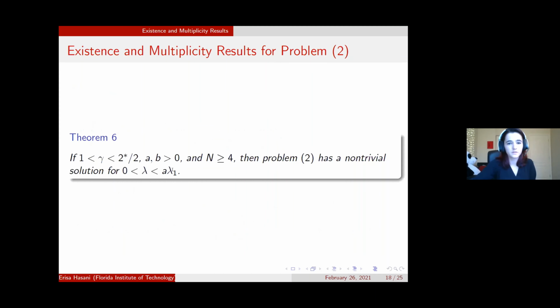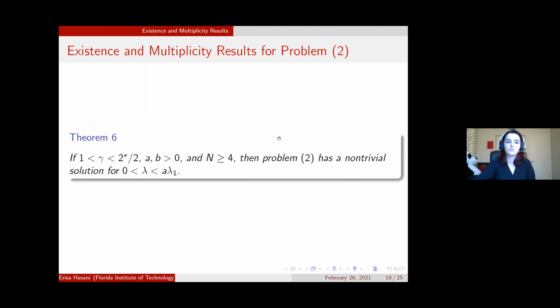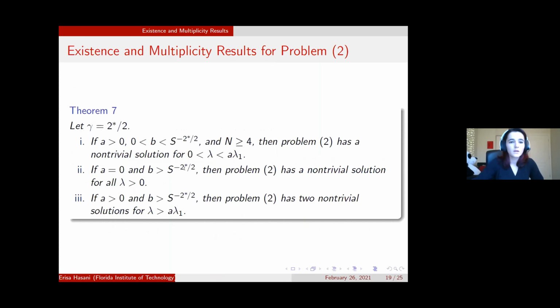Okay, so now some existence results. In the case where gamma is between 1 and 2 star over 2, the first one we saw, and B is positive and n is bigger or equal than 4, then problem 2, the original problem that we studied, has a non-trivial solution for any lambda between 0 and A lambda 1. For the case where gamma was equal to 2 star over 2, if A is positive, B is between this number, and n is bigger or equal than 4, then we have a non-trivial solution for lambda between 0 and A lambda 1.